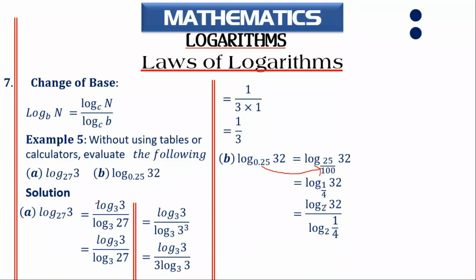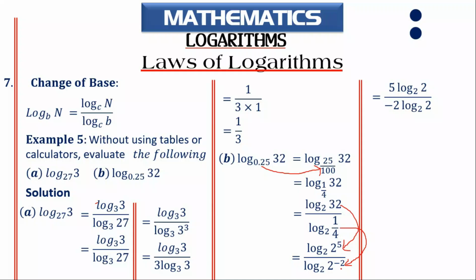Now we decide to pick base 2 because both of them have an index of 2 at one level or the other. So you can go ahead and simplify. That means 32 will become 2 raised to power 5, and 1 over 4, if you apply your law of indices, is the same thing as 1 over 2 squared, which is 2 raised to power minus 2. Okay, so from what we have there, you can then go ahead and simplify further. You know the rule: this 5 is coming to the front, and this minus 2 is also coming to the front, which is what has been simplified here.